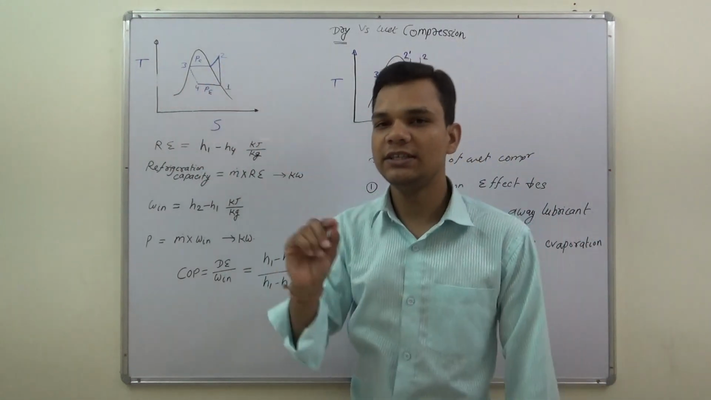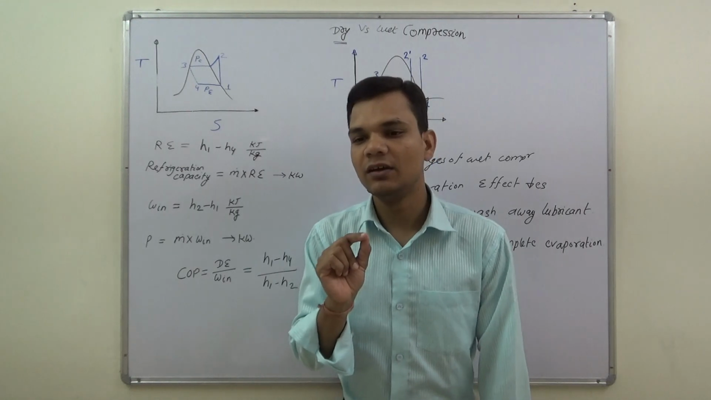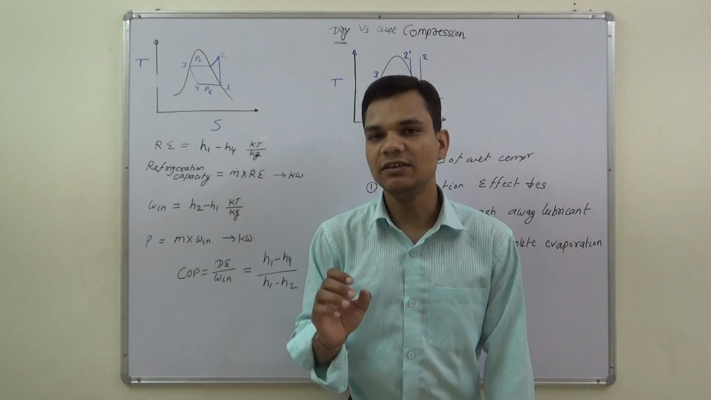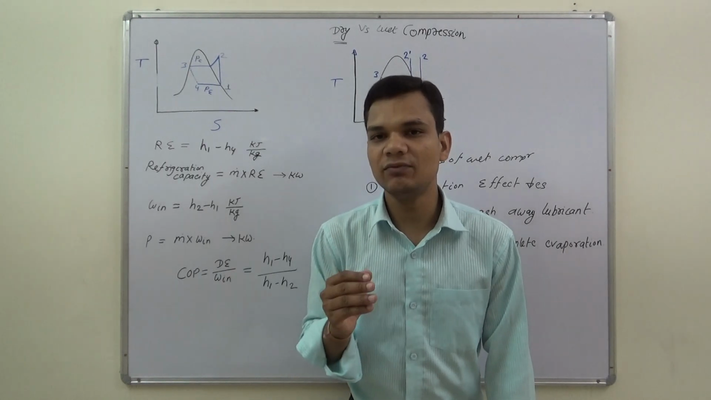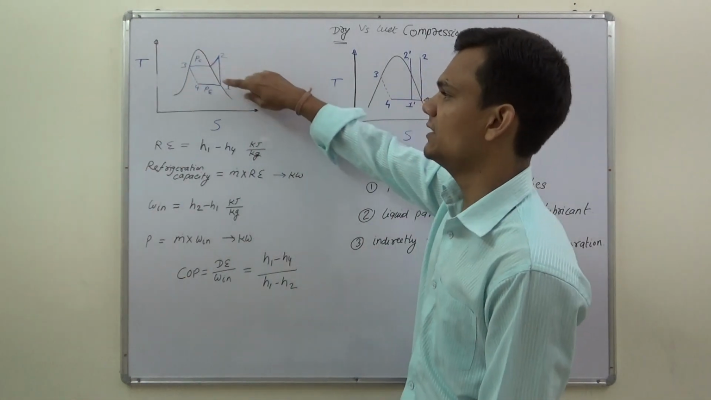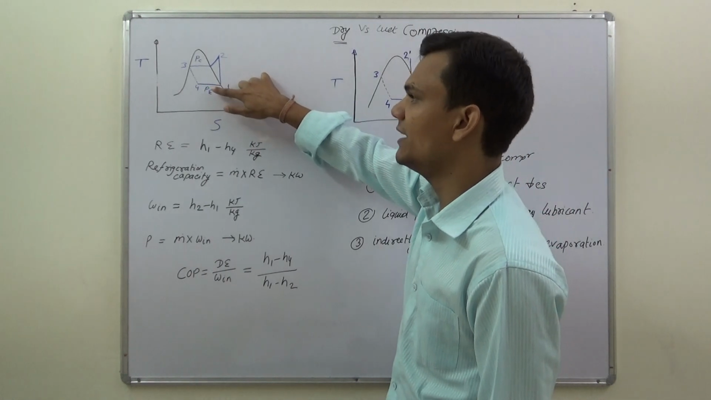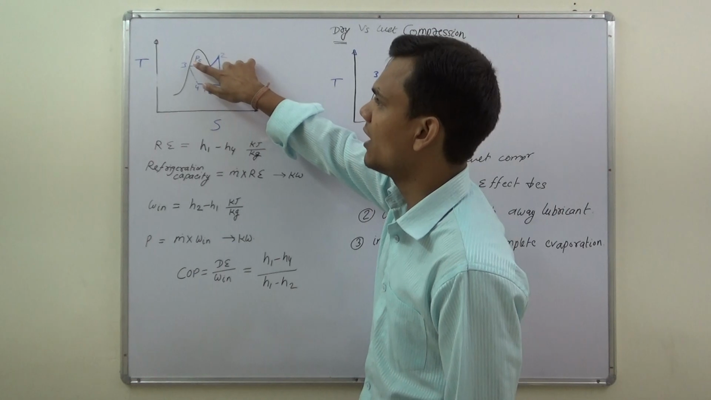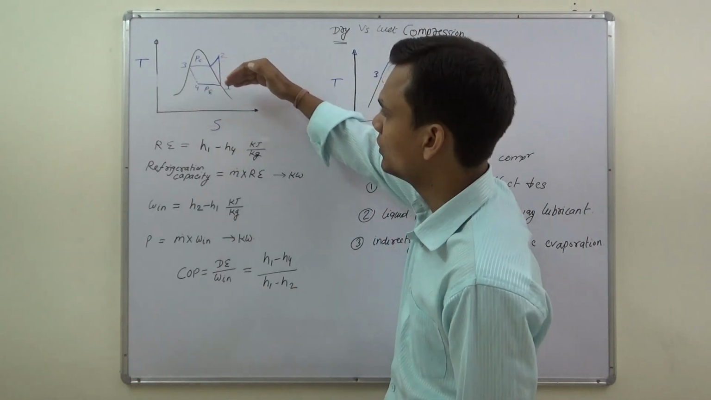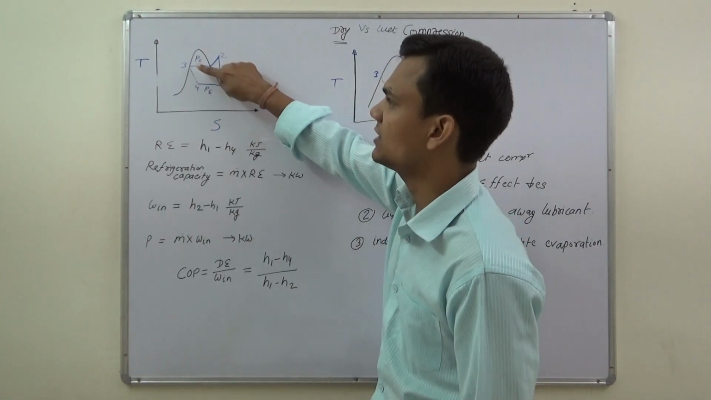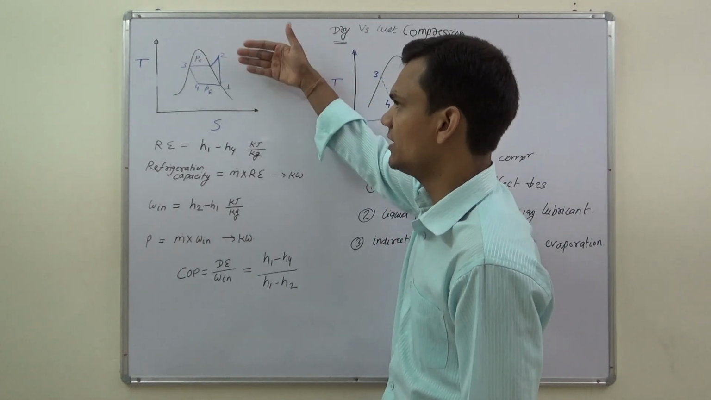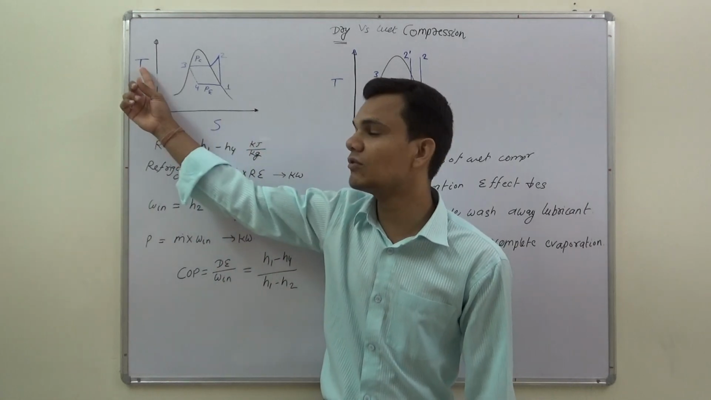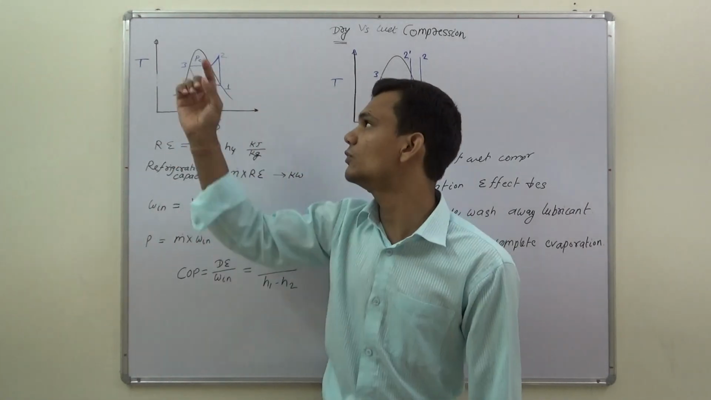1 to 2 is the compressor. The compressor is a mechanical device which is used to increase the pressure and temperature of the working fluid. Here you can see point 1 is at the evaporator exit and point 2 is attached to the condenser. So the pressure is increased from evaporator pressure to condenser pressure by the compressor. So it is used to increase the pressure and temperature of the working fluid.